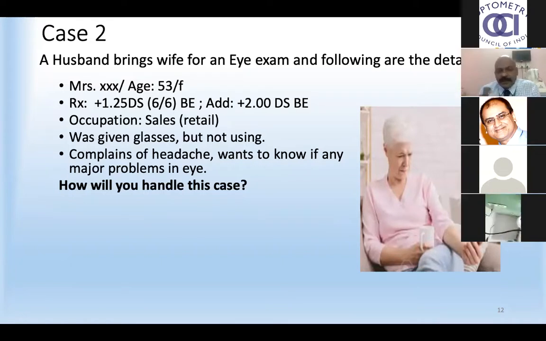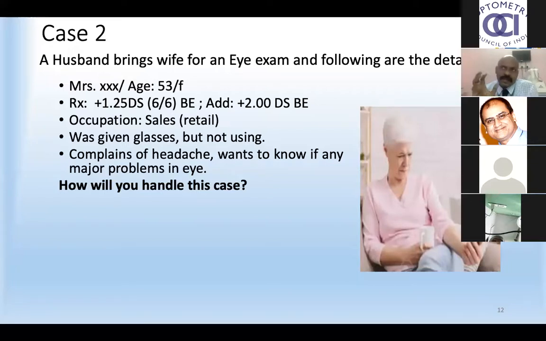The patient was given glasses before, but she was not using them. So she knows that she has to have some kind of correction, right? But she's not using it, and complains of headache. And she wants to know if any other major problems are there in the eye. So this is the case.